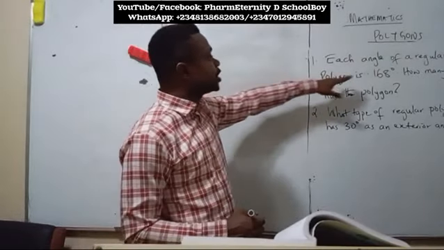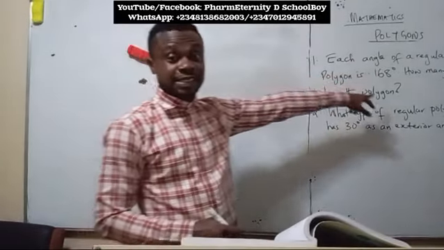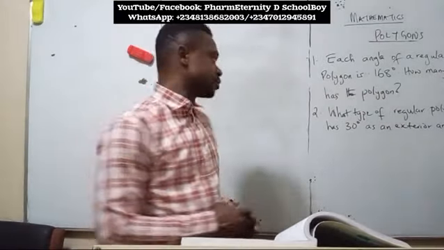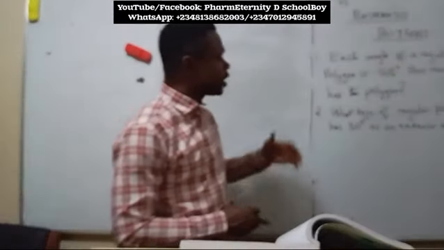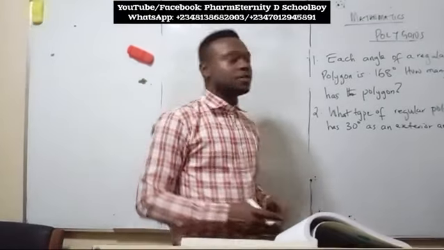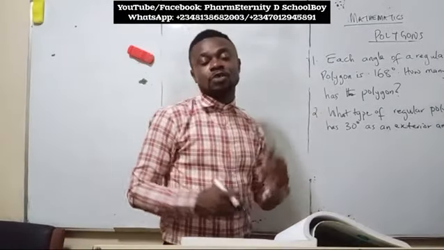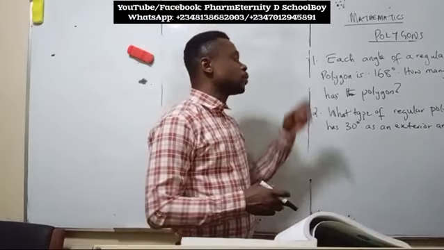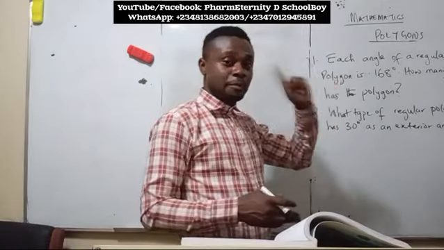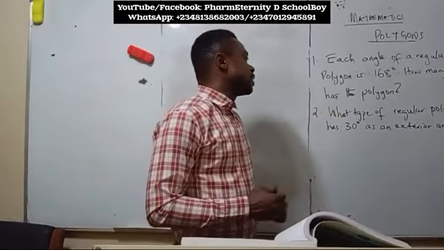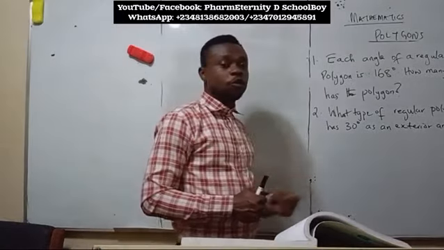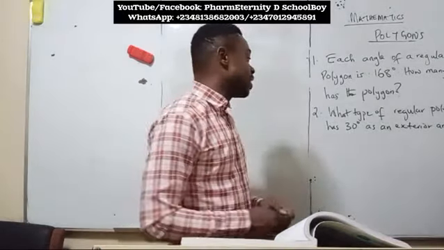Number 1 says each angle of a regular polygon is 168 degrees. How many sides has the polygon? Number 2 says what type of regular polygon has 30 degrees as an exterior angle? For us to be able to solve these questions, we will look at the formula for sum of the interior angles of a regular polygon. That's what we use to solve number 1. Then on number 2, we also use that for what? Exterior angle of a regular polygon.